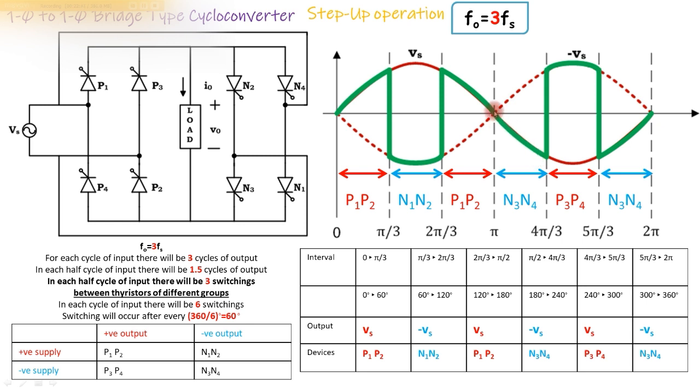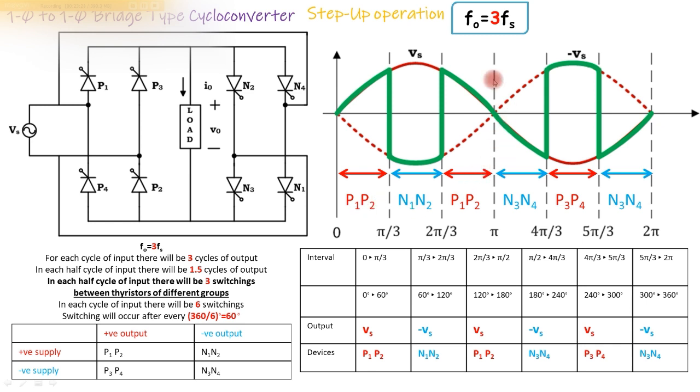Since in the duration 120 degrees to 180 degrees, positive output was obtained, to complete one cycle of the output, after 180 degrees to 240 degrees, the output must be negative. So we fire the thyristor group N3 and N4 first. Then we have to obtain positive output. For negative supply, we fire P3 and P4, and in the last interval, to obtain negative output for negative supply, we fire N3 and N4.